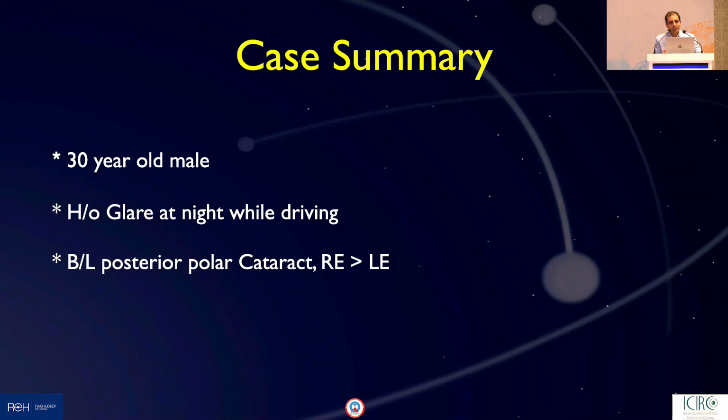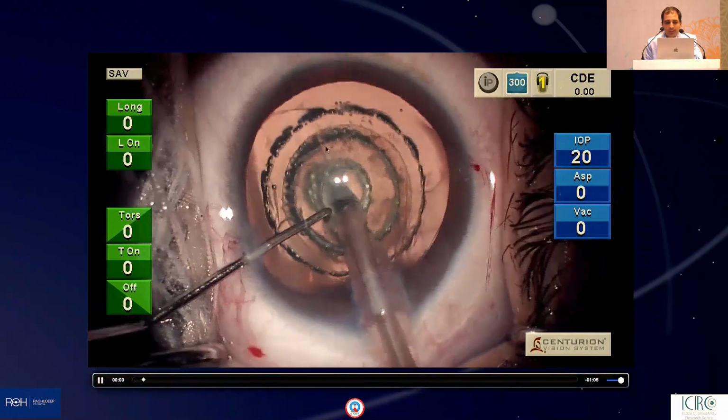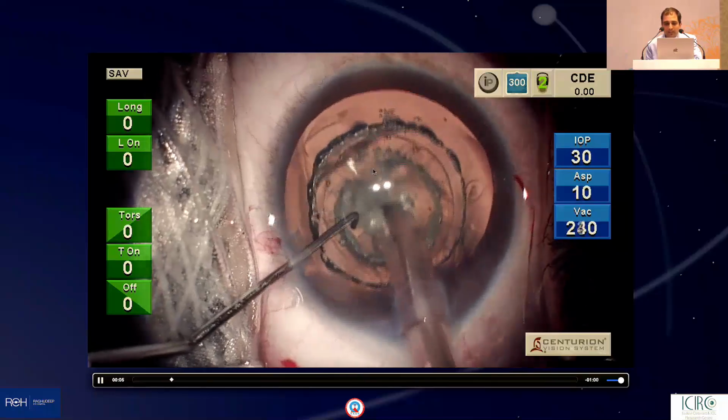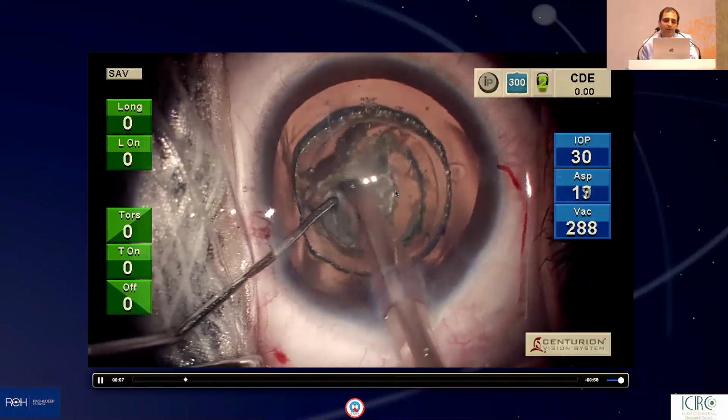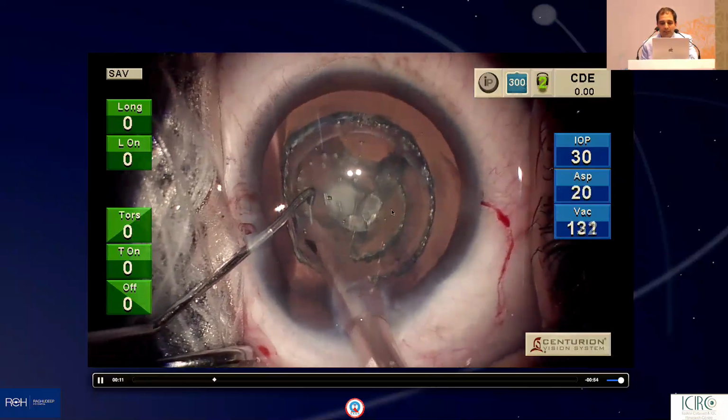So this was a 30-year-old male who had complaints of glare while night driving, and he was diagnosed as bilateral posterior polar cataracts, right eye more than the left eye. We prefer doing the femto delineation, which means we divide the lens into multiple zones or rings, therefore it acts like multiple hydrodelineations without actually having to do that.